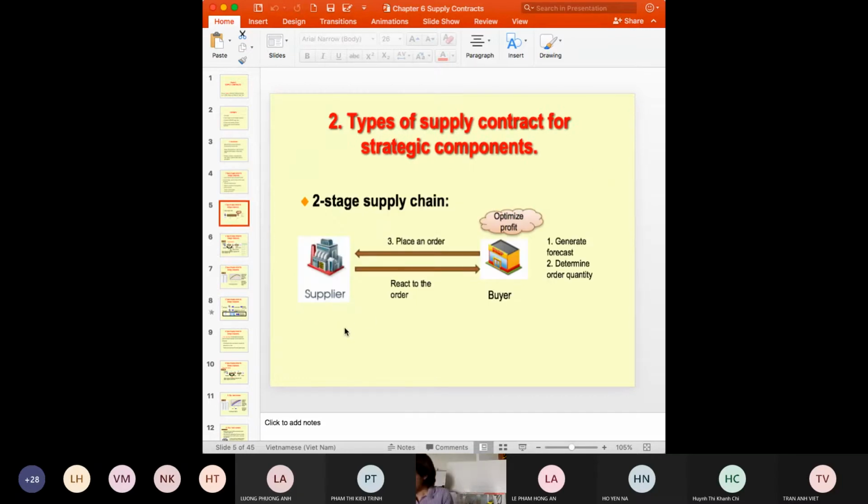So, okay. In here we go with 2-stage supply chains.